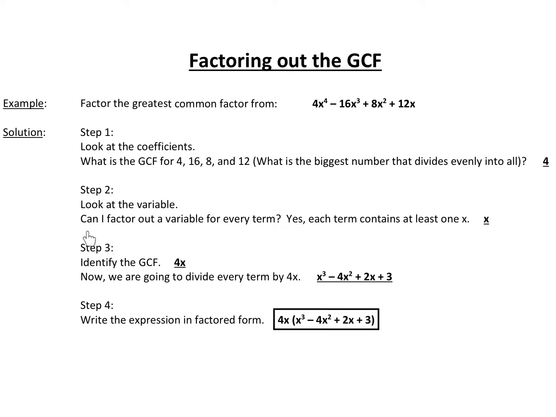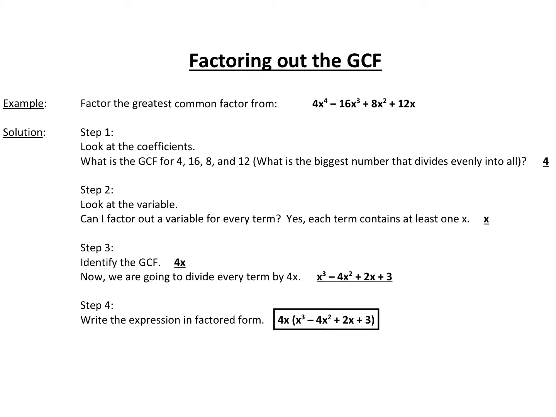Okay, so anyway, back to step 2. Look at the variable. Can I factor out a variable from every term? And yes, we can. Since they all contain x's, we can factor out an x. Now, we can't factor out more than one x because this term only has one x. So you can't factor out more than a term has. So here we're going to factor out an x. Basically, step 3, identify the greatest common factor. So the greatest common factor is 4x.